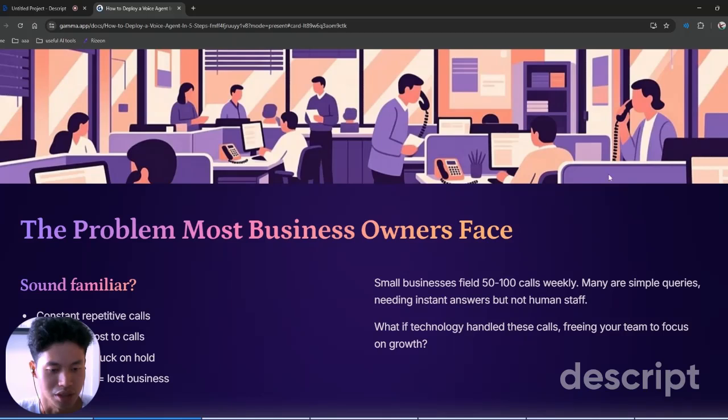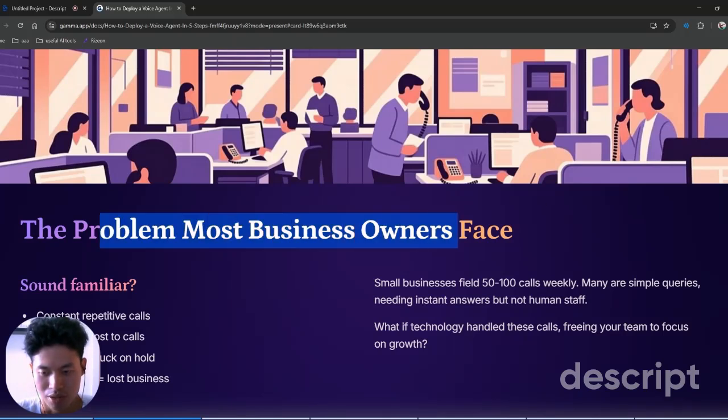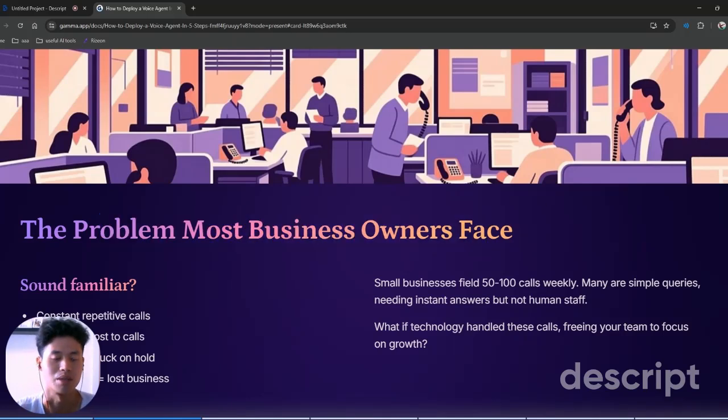So moving on, these are the problems that most business owners face. I guess some of them is something that you might relate to as well. So firstly, constant repetitive calls, staff hours lost to calls, customers stuck on hold, missed calls, which equals lost business. It is quite self-explanatory because if you miss calls, it basically just means missed revenue opportunities they are putting on the line.